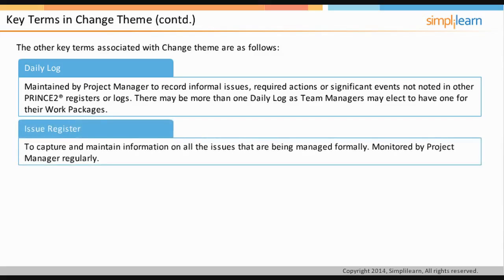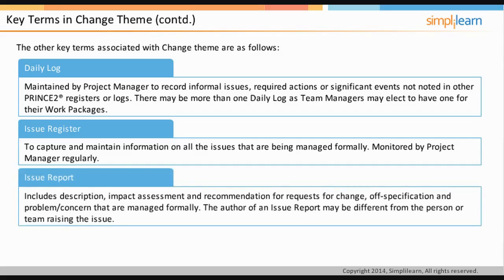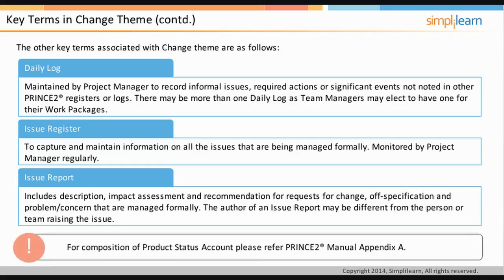Issue register. The purpose of the issue register is to capture and maintain information on all issues that are being managed formally. The issue register is monitored by the project manager regularly. Issue report. An issue report is a report containing the description, impact assessment, and recommendations for a request for change, off specification, and problem or concern. It is only created for those issues that must be formally managed. In the following screen, we will discuss some examples to illustrate the key terms.